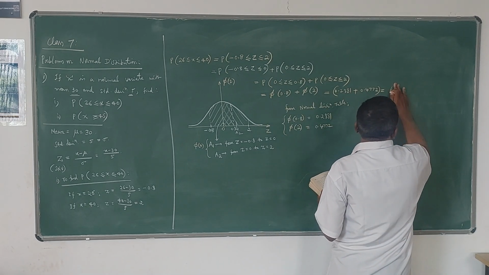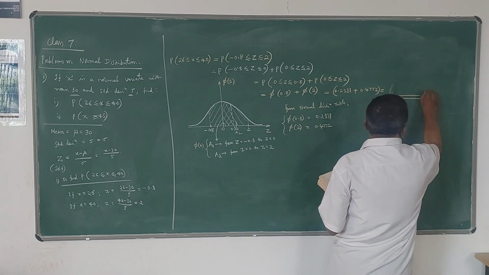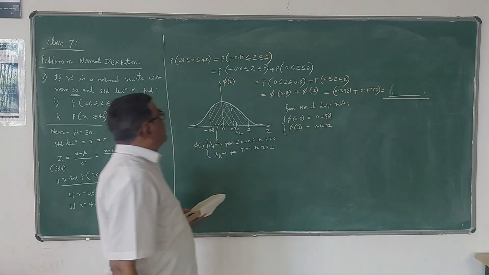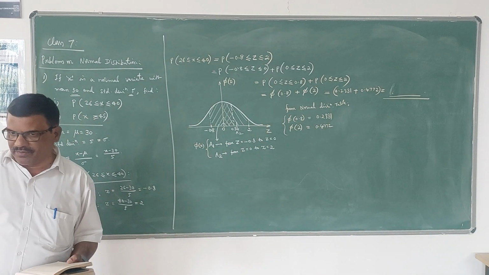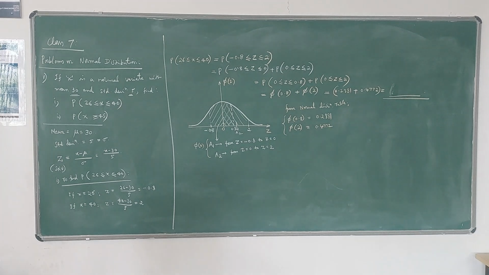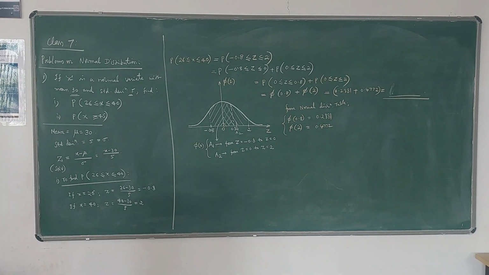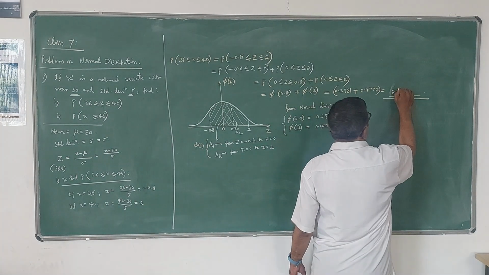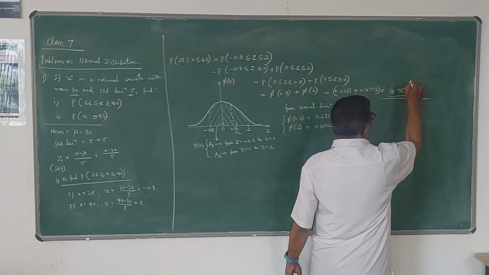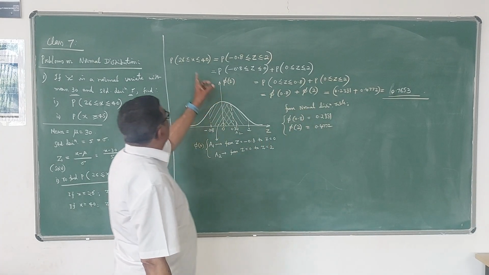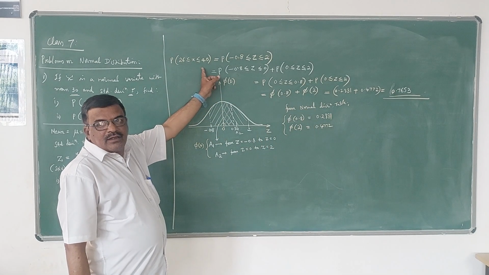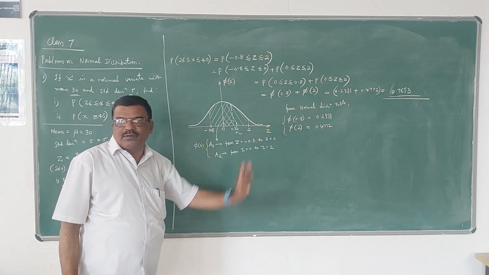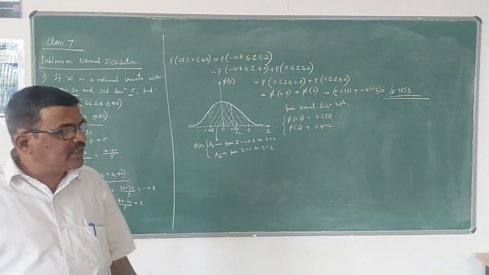This is the probability that the value of x lies between 26 and 40. So that is the answer. You have to add both of them: 0.7653. That is the answer. The meaning of this is that the probability of the value of x lying between 26 and 40 is that much.